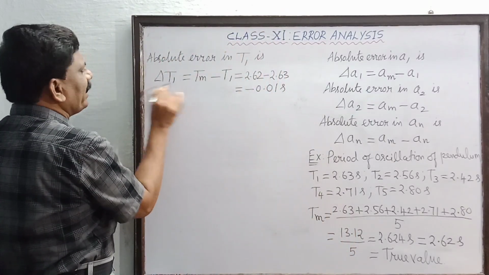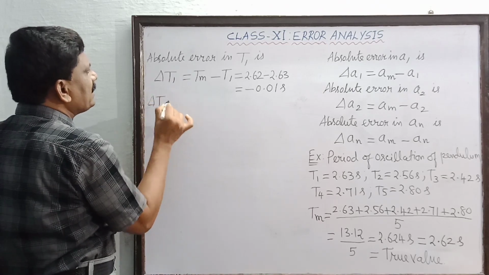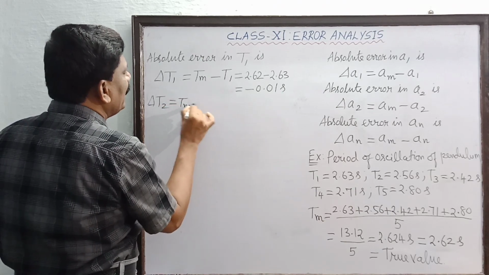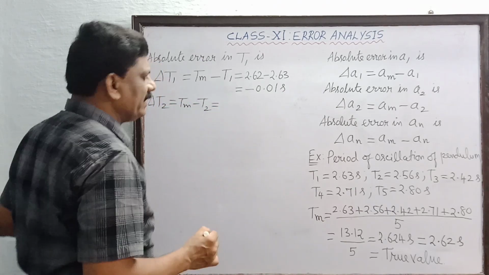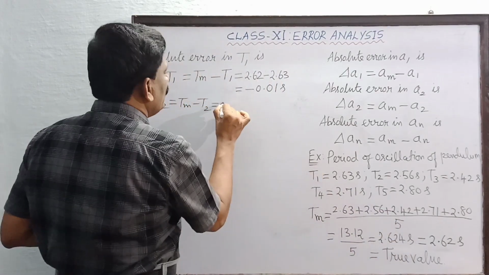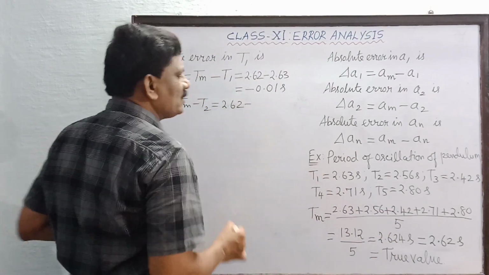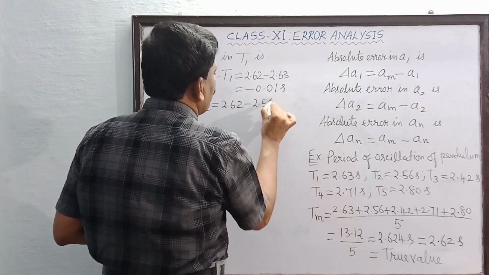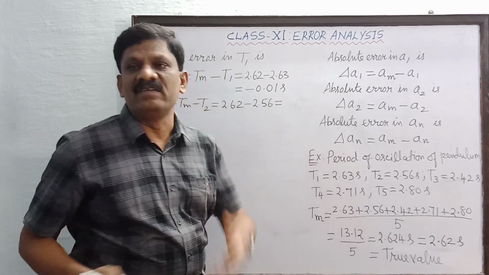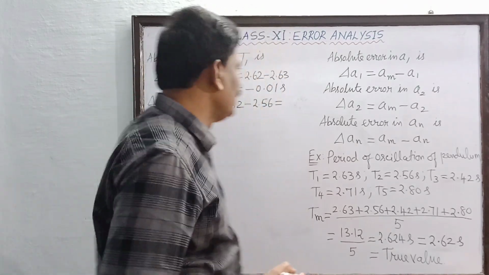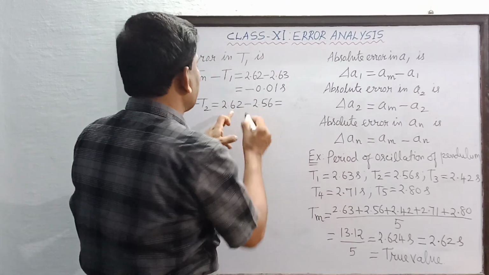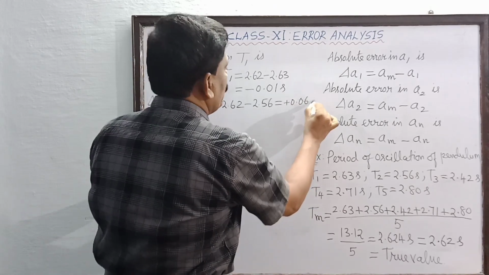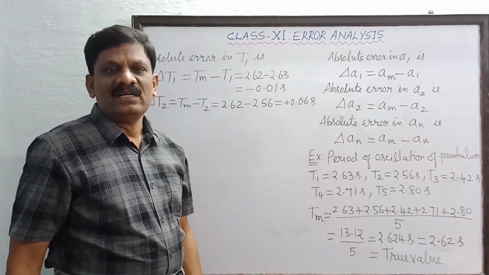Like that, now you can tell me. Similarly I will write, okay, similarly. What is delta T2, which is the absolute error in the measurement of T2? This must be equal to T mean minus T2. And what is T mean? T mean is 2.62. So this is 2.62 minus what is T2? 2.56. And what is the difference, you tell me? Is it positive or negative first of all? This is a greater number minus a lesser number. So this is plus 0.06 second. Okay, plus 0.06 second.